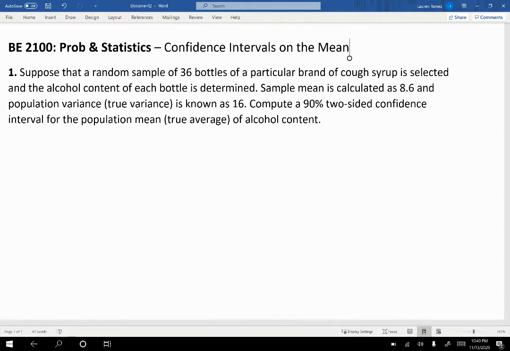So what are we even doing here? We're finding a two-sided confidence interval for the population mean. That means that we are going to be 90% sure that the population mean is within certain bounds. So it's going to look like this: sample mean minus error is greater than or equal to population mean, which is greater than or equal to sample mean plus error.